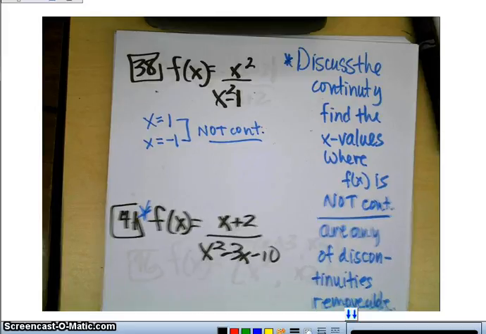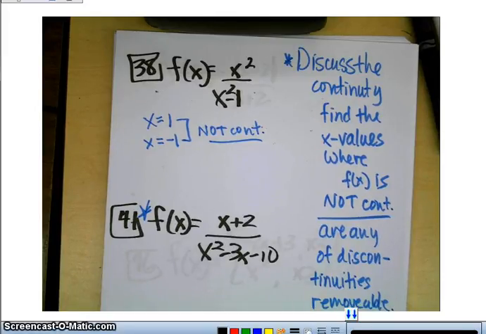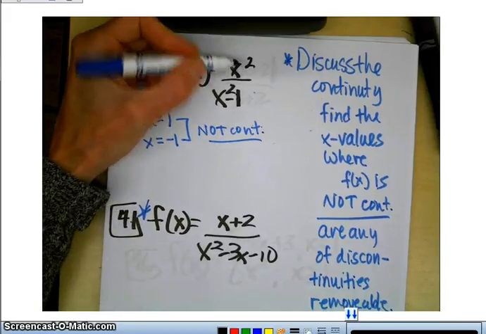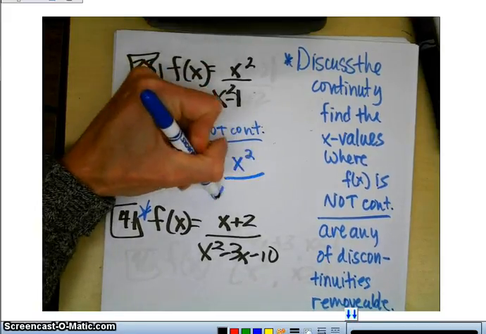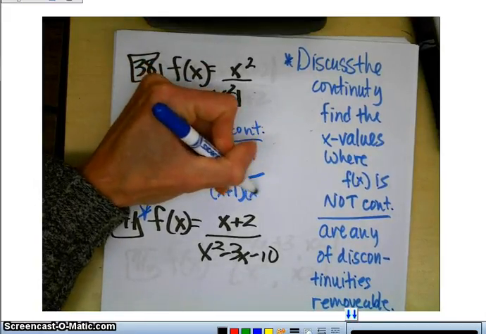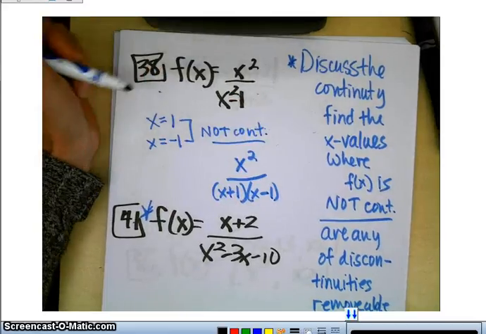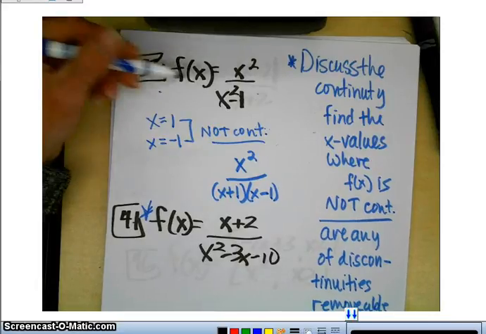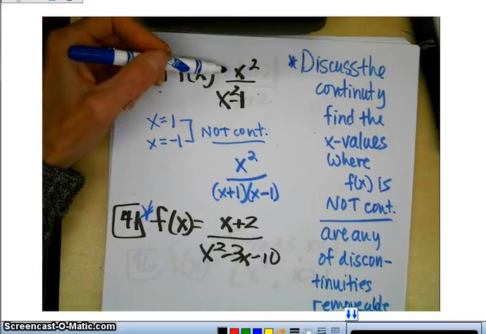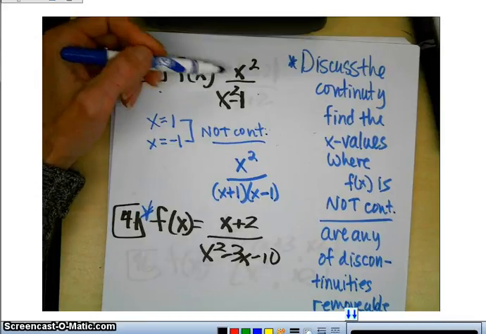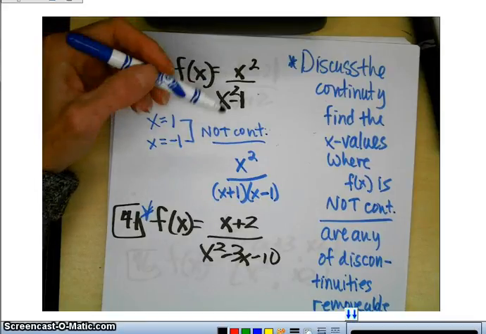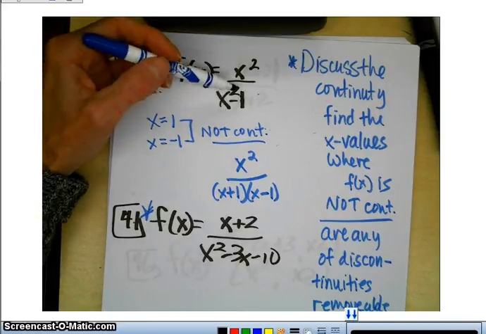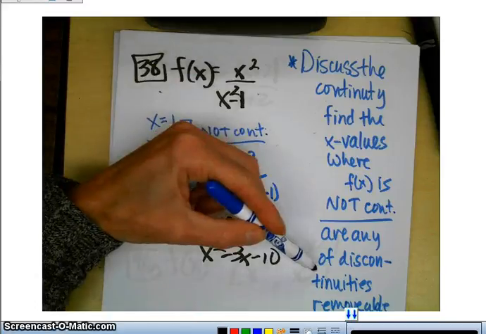Okay, so the only thing I have to do is decide, is this removable? Are either one of these removable? What you need to notice is that this function could simplify to x squared over x plus 1 times x minus 1. Now, that's not really simplifying, it's just factoring the bottom. Nothing actually cancels. So since nothing cancels, nothing is removable. This function doesn't become a simpler problem. That's all we're doing when we simplify to find limits, is finding a simpler problem. So since it doesn't simplify, none of them are removable.